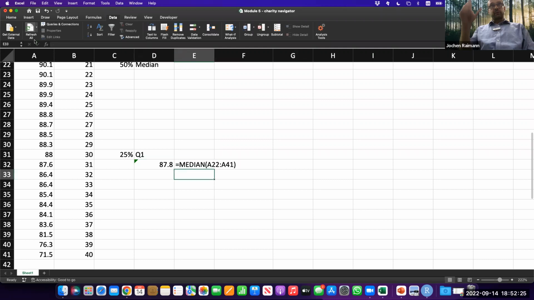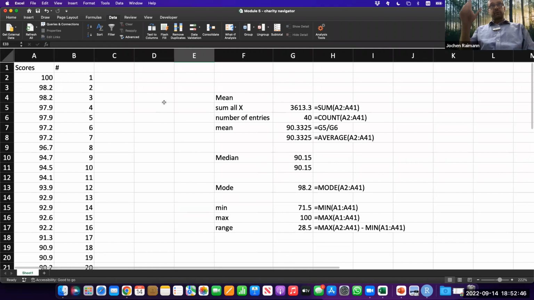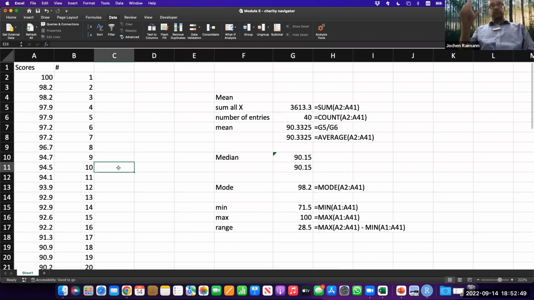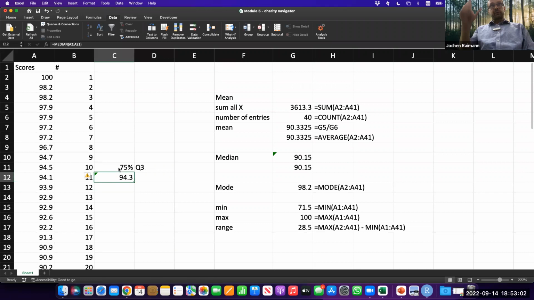Wait, sorry. Do you mind saying that again? You just do equals median of A22 to A41. But then we did that, right? So now you got, yeah. And then what? Then you do A21 and A40? Yep. I mean A22. You do A2 to A21. This is your 75th percentile. This is now Q3. This is the median of A2 to A21. That's 94.3.